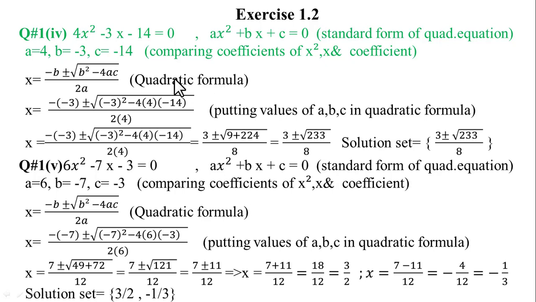So by the quadratic formula, x is equal to minus b plus minus square root of b square minus 4ac, divided by 2a. Now putting the values of a, b and c in the quadratic formula, x is equal to minus into the value of b, minus 3, plus minus square root of minus 3 whole square minus 4 multiplied by the value of a, 4, multiplied by the value of c, minus 14, divided by 2 multiplied by 4. Now we can arrange and solve the equation.